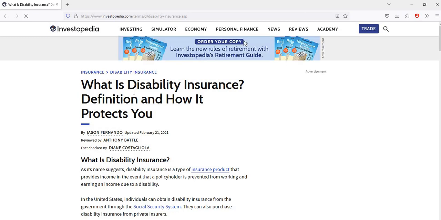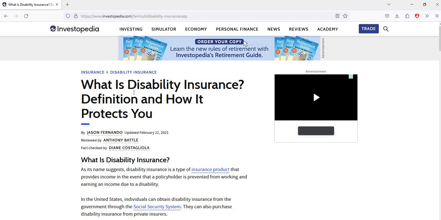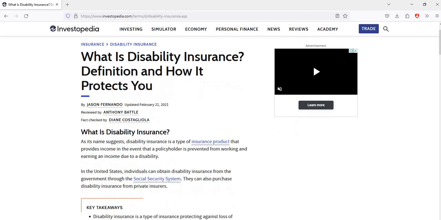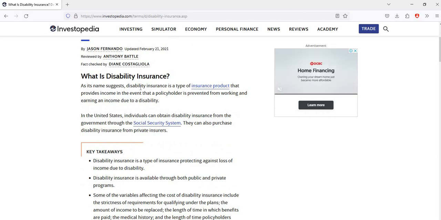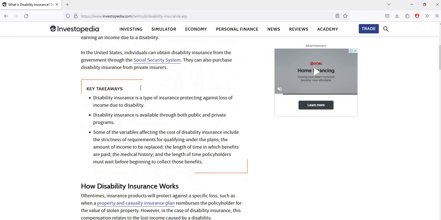As its name suggests, disability insurance is a type of insurance product that provides income to policy holders who are prevented from working and earning an income due to disability. In the United States, individuals can obtain disability insurance from the government through the social security system, and can also purchase disability insurance from private insurers.